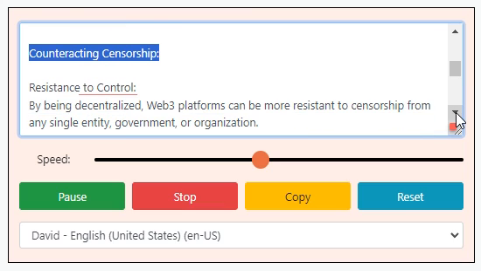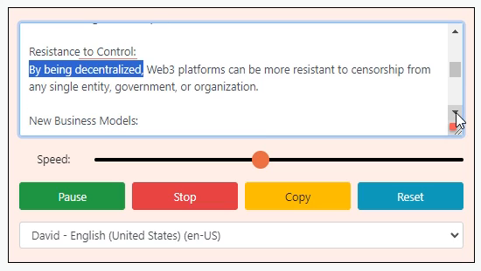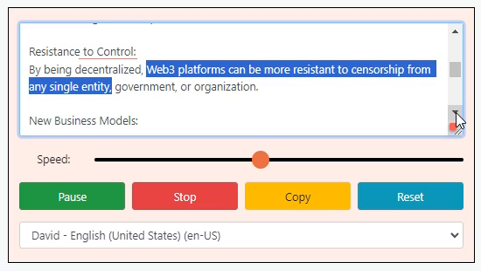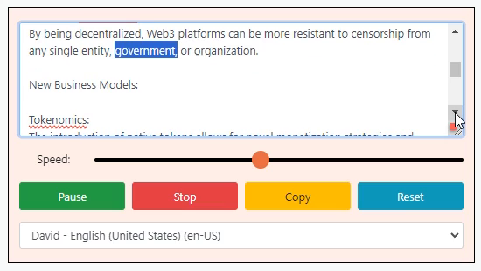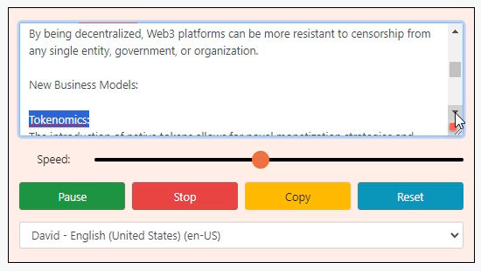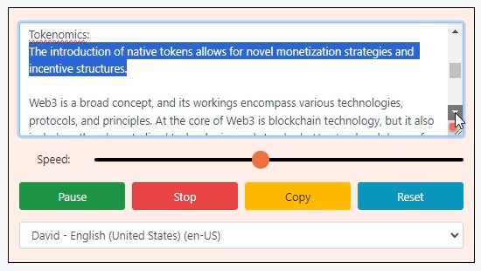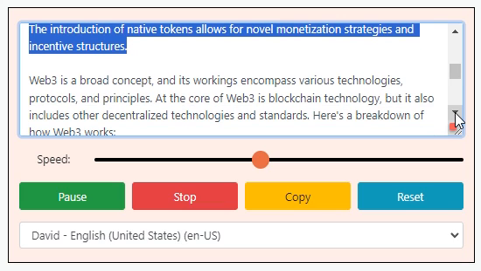Counteracting censorship. Resistance to control. By being decentralized, Web3 platforms can be more resistant to censorship from any single entity, government, or organization. New business models. Tokenomics. The introduction of native tokens allows for novel monetization strategies and incentive structures.